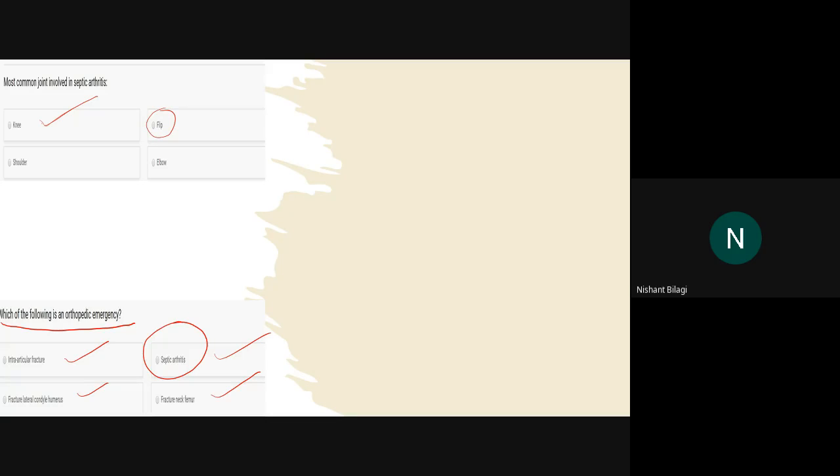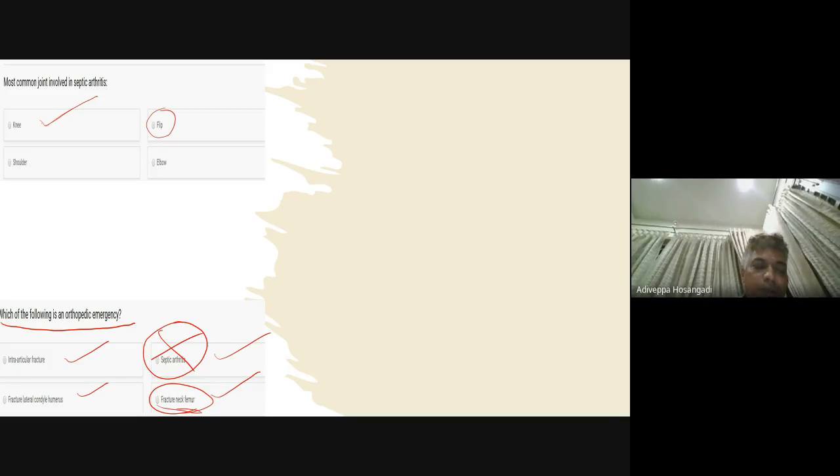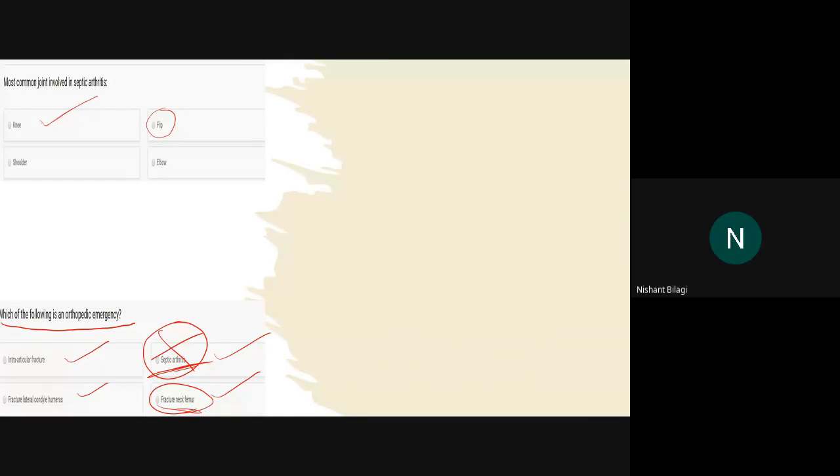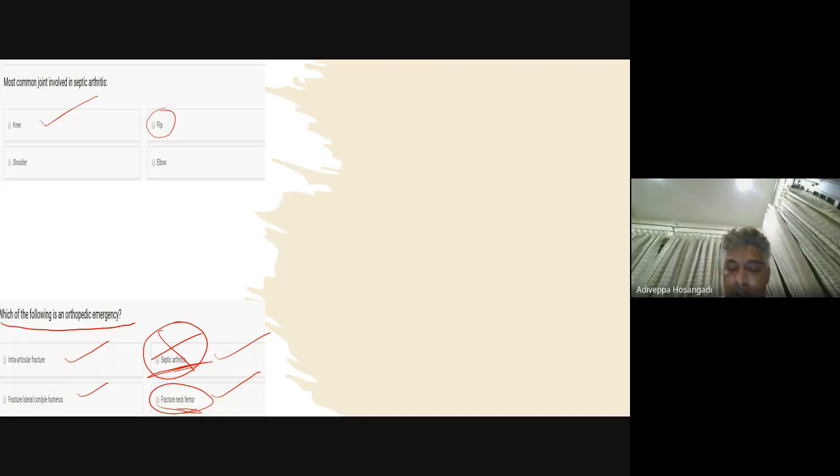Okay? Of all the given options, if this option was not there, you can always consider fracture neck of femur. So you have to consider other options also. Understand? Yes. The one who answered fracture neck of femur would have been right if there was no option of septic arthritis. Is there any doubt? No, sir, I can understand, sir. Okay, good.